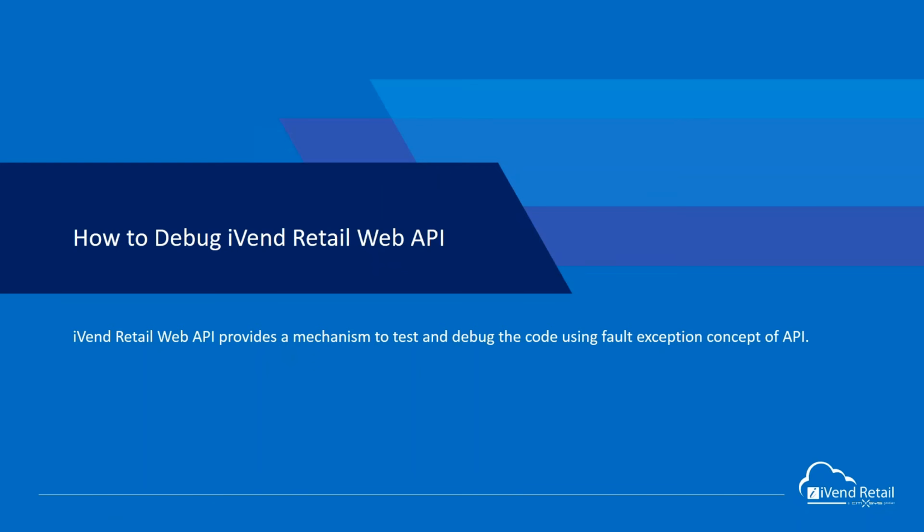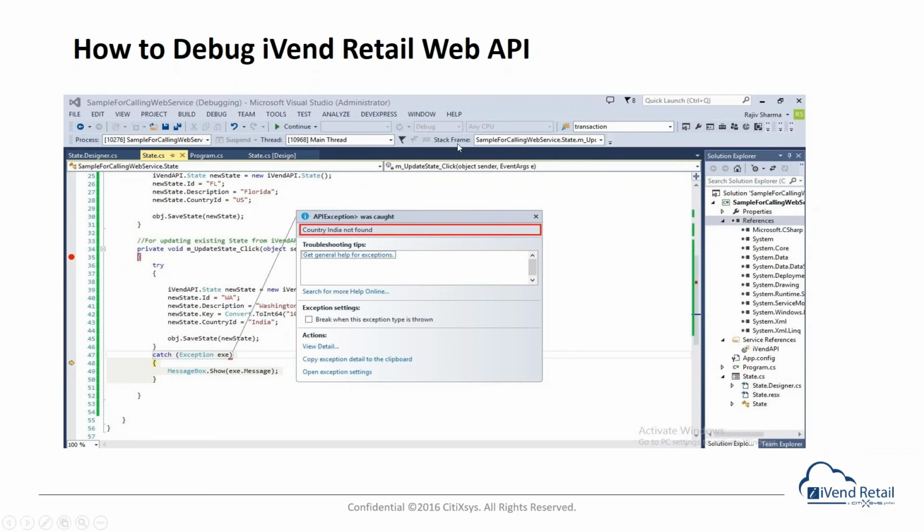Next is how to debug iVend Retail Web APIs. iVend Retail Web APIs, as you saw, are nothing but Visual Studio projects or a SOAP core to your API. So there are two mechanisms: either use the API as a service reference in your Visual Studio project, and you can debug it as a simple Windows application if you're using a Windows application, and otherwise attach it to your application.